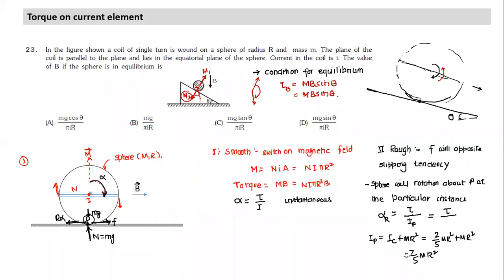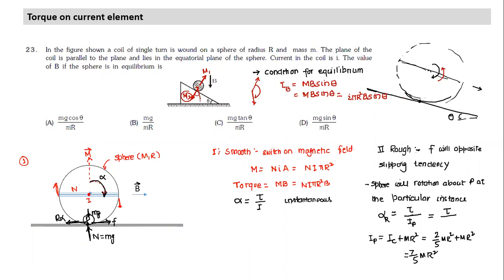Okay, I will calculate M. What is the value of M? It is a single coil, so M is I into pi r square, and the torque is I pi r square B sine theta. Now, how do I equate this torque? I need one equation to find a solution for this.